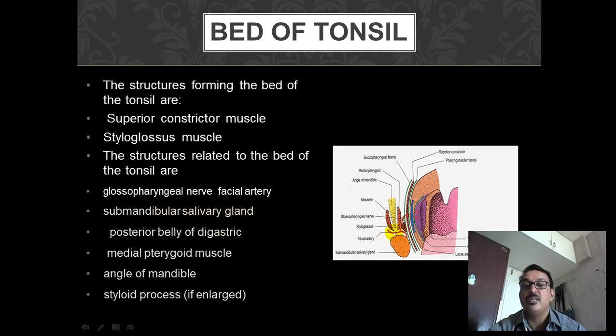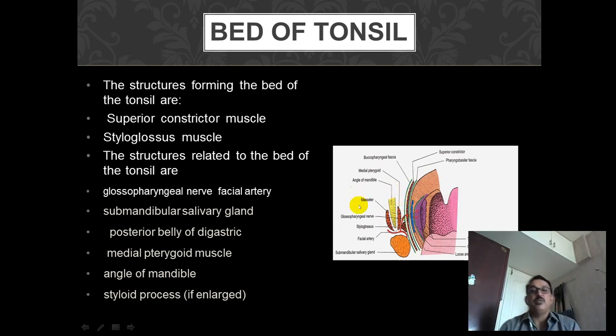facial artery which is here, glossopharyngeal nerve. Here is the glossopharyngeal nerve. Here, this is the facial artery, and the posterior belly of digastric, which is not shown here. Then the medial pterygoid. See, this is a mandible. Inner aspect is the medial pterygoid. Lateral aspect is the masseter, and this mandible, medial angle of the mandible. And here, in this area, there is the styloid process behind.